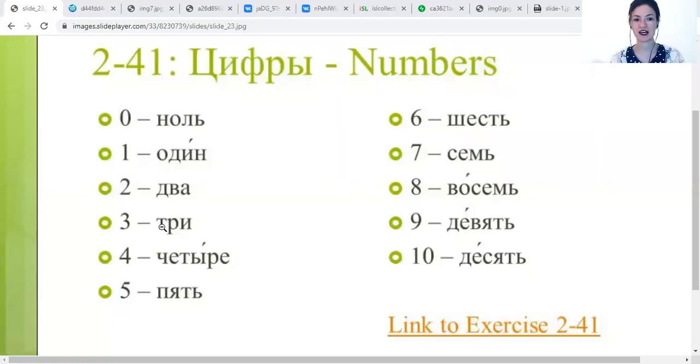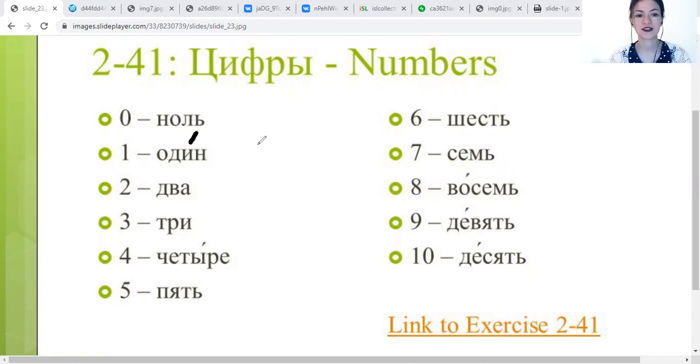So let's count from 0 to 10. I will read 2 times. First time slowly, second time fast, and I will put the accent here on the screen. Ноль. Ноль means 0. Один. Sometimes Russian people say instead of один, раз. It's kind of the same. Один or раз. You can choose.